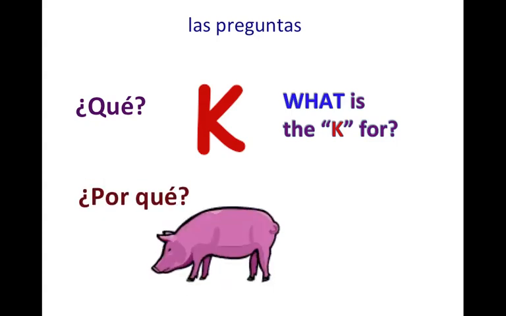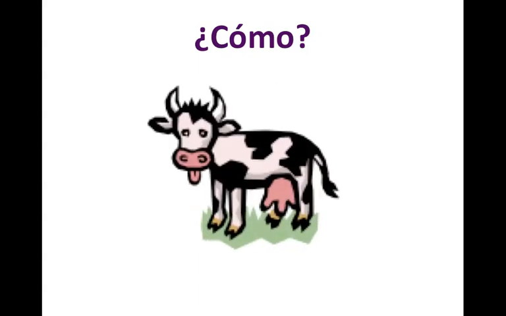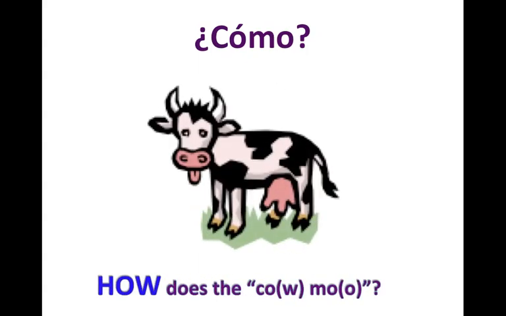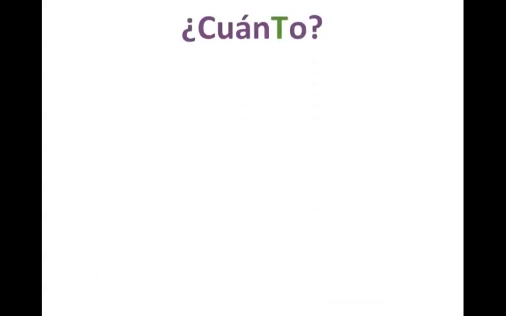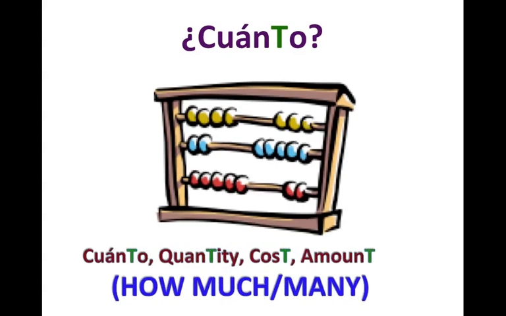Repitan. ¿Por qué? Why is porque pink? Okay, repitan. ¿Cómo? How does the cow moo? ¿Cómo? Repitan. ¿Cuánto? Quantity. Cost. Amount. How much? How many?